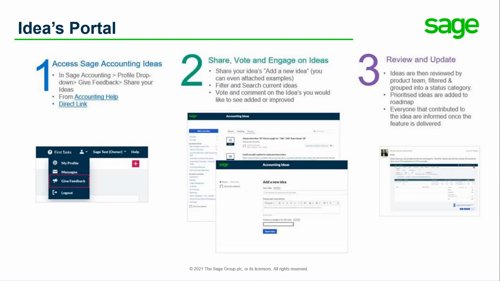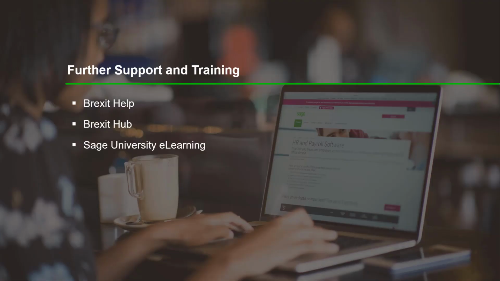So how do you access this? Within Accounting, simply click onto the Profile drop-down and then select Give Feedback and share your ideas. From there, you can add a new idea. You can even attach examples of that idea if you have any. You can also vote and comment on other people's ideas you would like to see added or improved. Finally, we review the ideas, filter, group, and categorize them, and everyone who has contributed to those ideas is informed once the feature is delivered. I will now share further support and training that's available to you.